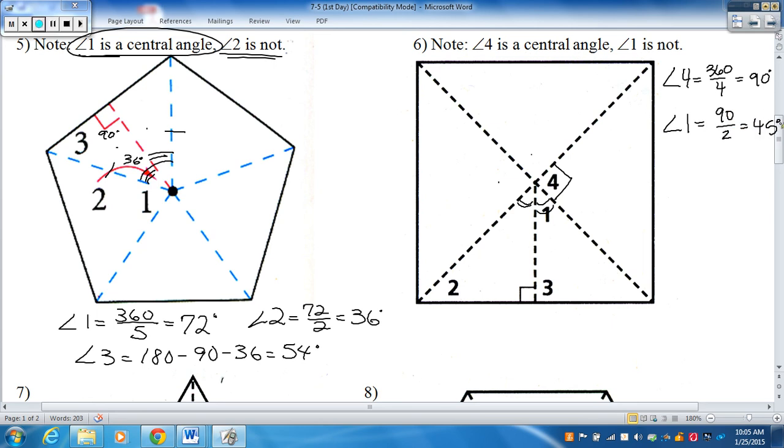Okay. Down here I hope we can see that angle 3 and the other angle are going to be supplementary because they form a straight line. So angle 3 is going to be 90 degrees as well. And then angle 2, we have 45 here, 90 here. Now we've done enough of these triangles. It's a 45, 45, 90 triangle. Okay. All right. Looking at number 7.